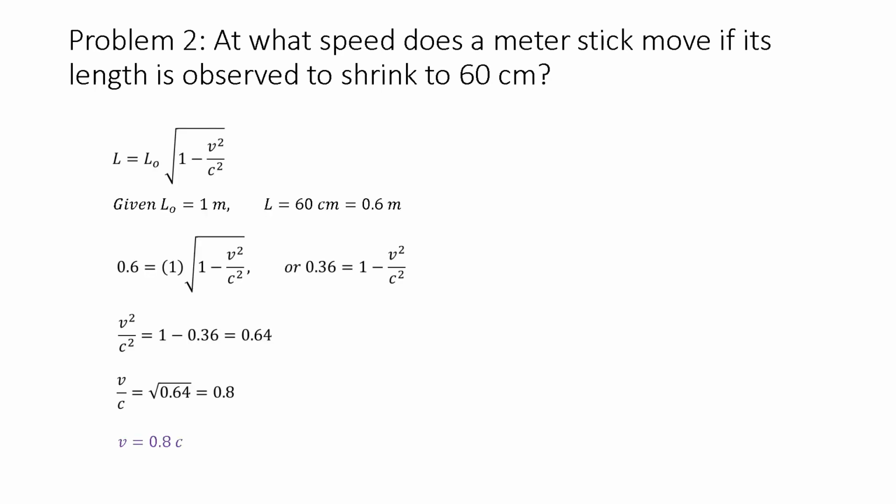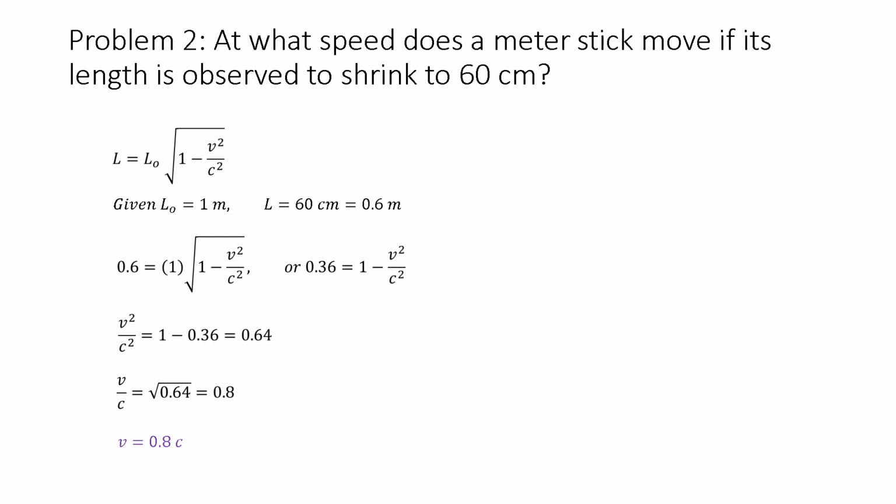We use the length contraction formula L equals L naught multiplied by square root of 1 minus v square by c square to solve this problem. It is given that the rest length L naught is 1 meter and the observed length L is 60 centimeter, that is 0.6 meter. We substitute these values, we get 0.6 equals 1 multiplied by square root of 1 minus v square by c square.